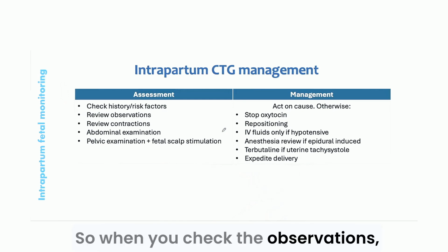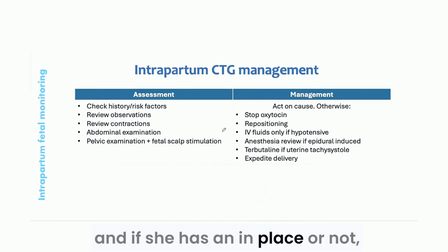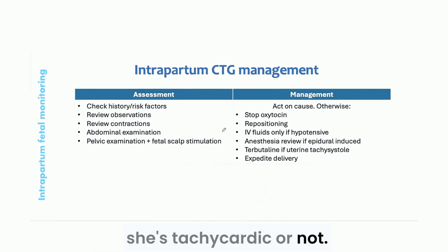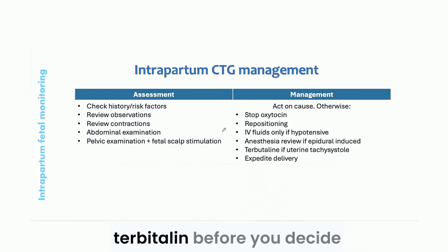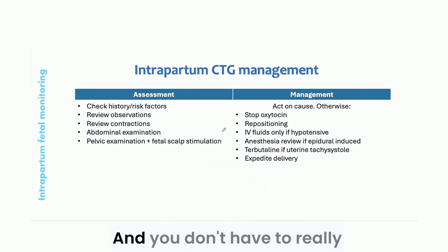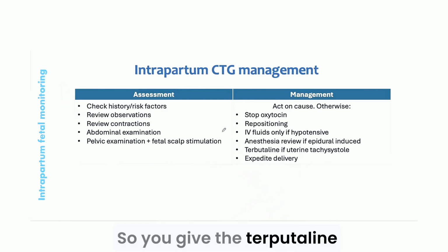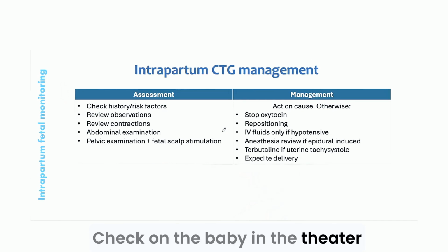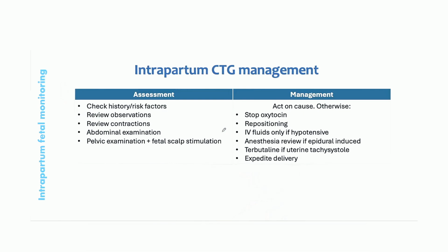So when you check the observations, you want to know if she's hypotensive or not, and if she has an epidural in place or not, if she's tachycardic or not. You're checking the contractions to rule out a tachysystole. If it's tachysystole, please consider terbutaline before you decide to deliver this baby. And you don't have to really delay anything. So you give the terbutaline immediately, and you still can move her to the theater, check on the baby in the theater before you do your cesarean section to see if the baby responds or not.